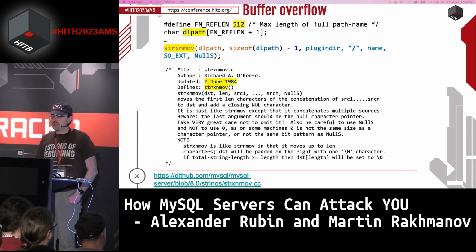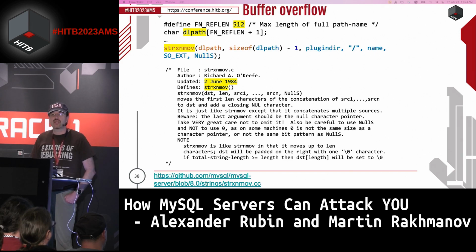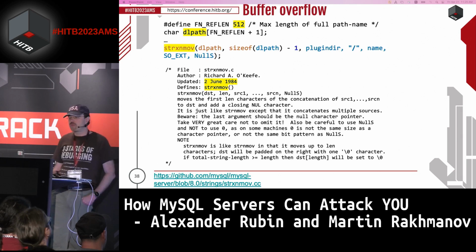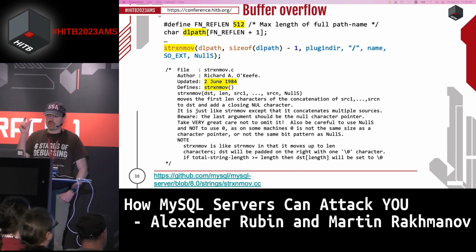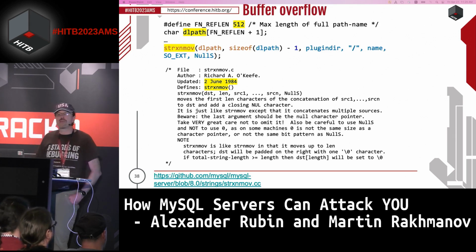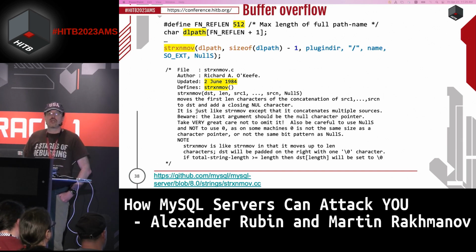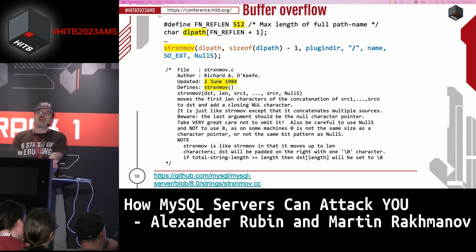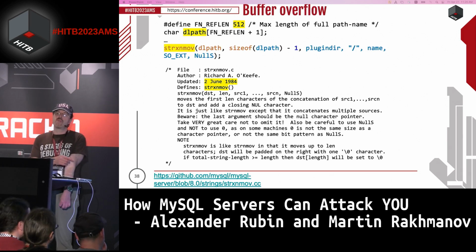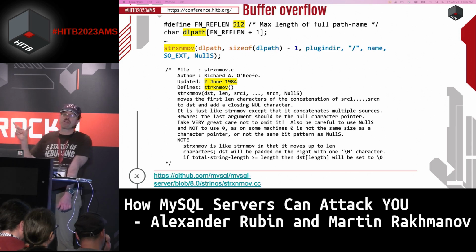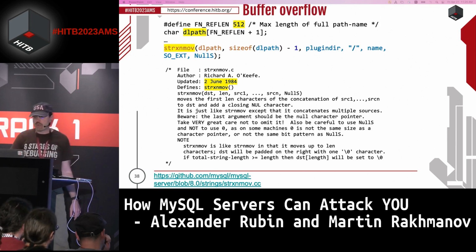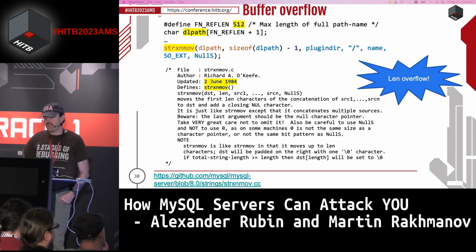So we have this max length of path, defined in another place in the code, 512 bytes. And then we have this char DL path defined as length plus 1. And then we prepare, we copy, and we basically create this DL path to concatenate the plugin dir, the name that comes from the server, and this SO extension. So if I supply from the server a name with a number of slashes and make it 512 bytes, I will be able to cut off the SO extension. So with that, I will be able to load an arbitrary file. So it's a sort of length overflow, right?